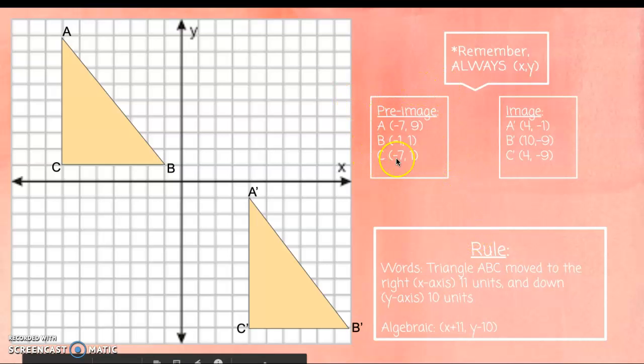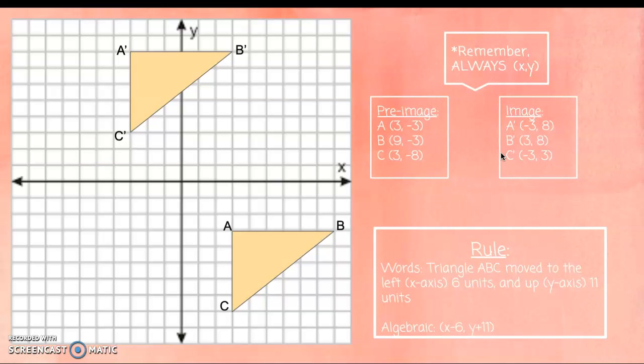That means if I only had my pre-image points and this algebraic rule right here, I could add 11 to each of my x values, and I could automatically know what my image would be, because then I could subtract 10 from my y values as well. Notice that -7 plus 11 is 4. -1 plus 11 is 10. -7 plus 11 is 4. 9 minus 10 is -1. 1 minus 10 is -9. 1 minus 10 is -9. So you're doing something to all your x values and something to all your y values to come out with your image. All right, let's look at the next slide.